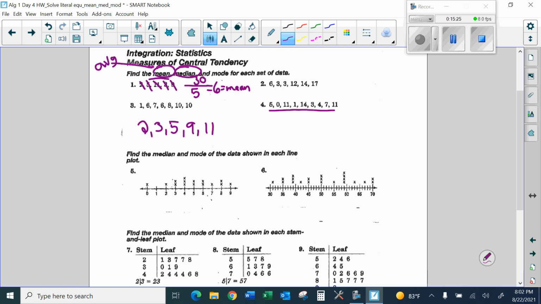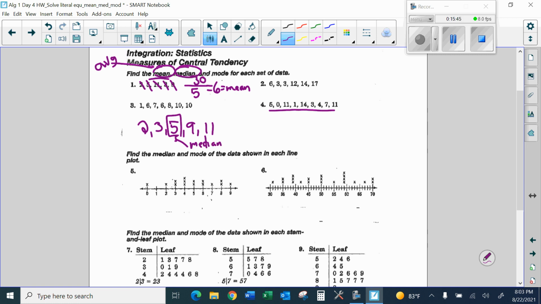All right. So I number from smallest to greatest, and then I take the middle number, which is what the median is. So how many are there? 1, 2, 3, 4, 5. The middle number is the third number. There's 2 on the left and 2 on the right. So 5 is called the median.